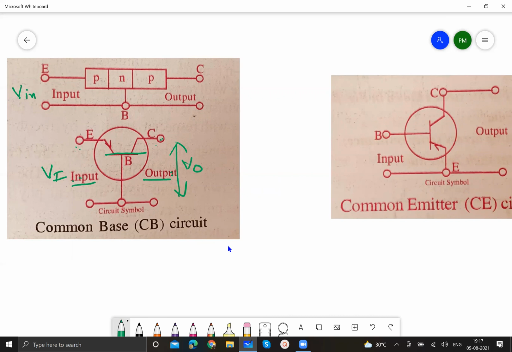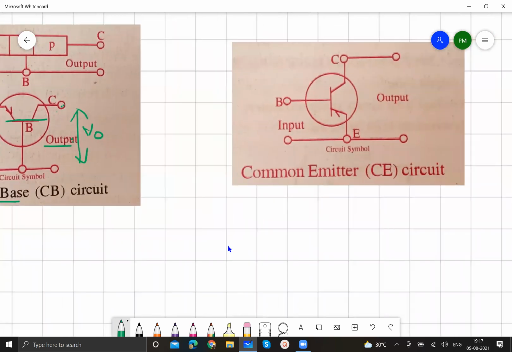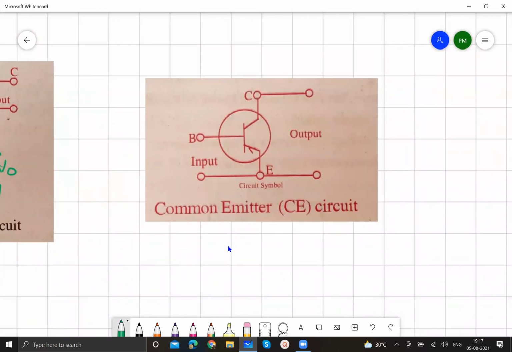Yes, sir. The base is common to both input and output circuits. Hence, this is called common base configuration. What do you call this? Common base configuration. Now coming to this.